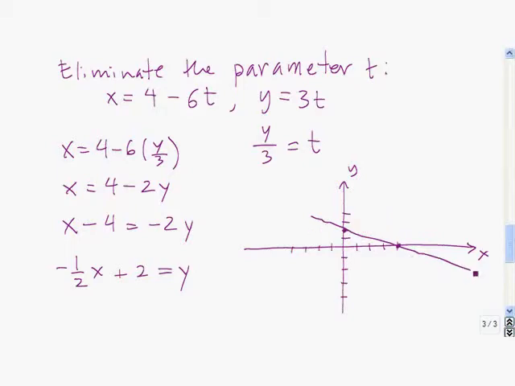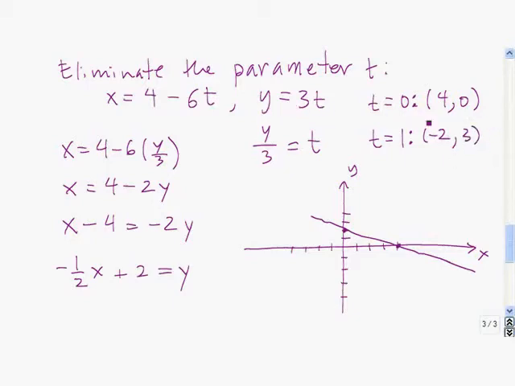Okay, the last thing we need to do is put arrows on it to indicate the direction in which the line is generated as t grows. So we'll just find the point on the curve or the line that corresponds to t equals 0, and then find the point that corresponds to t equals 1. When t is equal to 0, x is equal to 4 minus 0, which is 4, and y is equal to 0. When t is equal to 1, x is equal to 4 minus 6, which is negative 2, and y is equal to 3.